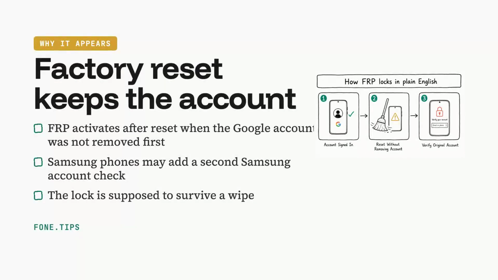FRP usually appears when a phone is reset before the signed-in Google account is removed. The wipe clears local data, but the account binding stays behind. On Galaxy phones, a Samsung account can add a second verification layer, so the lock is doing exactly what it was designed to do.